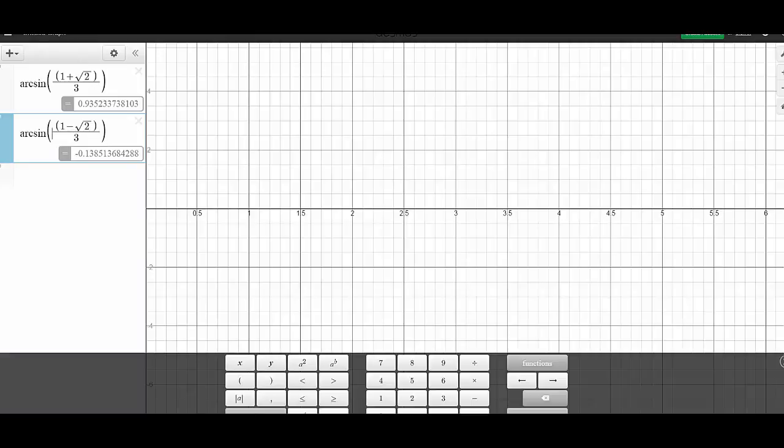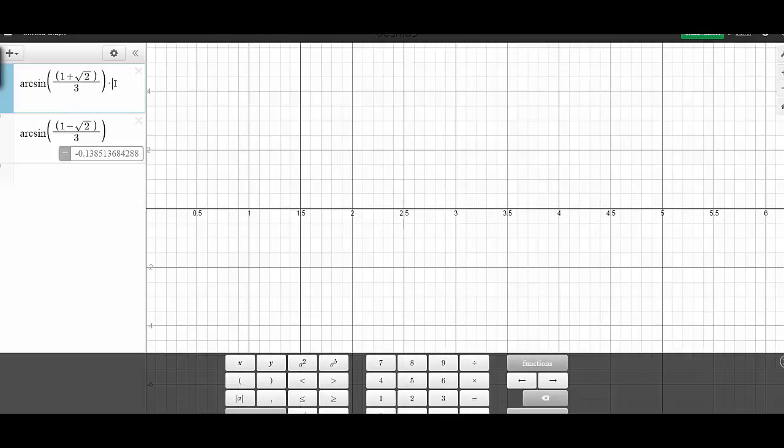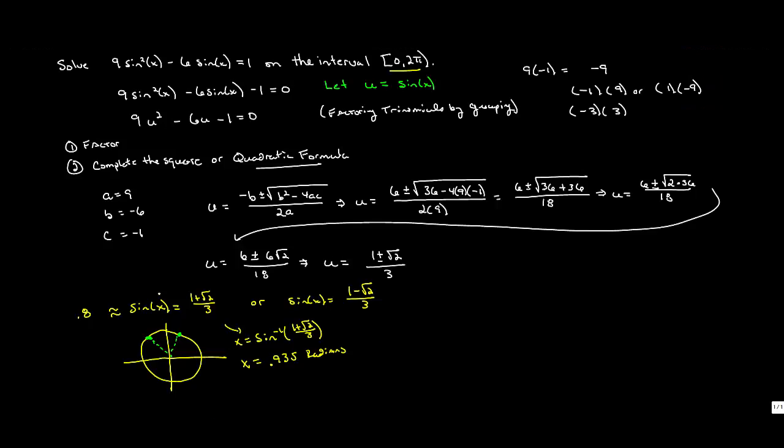So 0.935. What this says is this angle right here, this angle, x, is 0.935 radians. So what is that in degrees? Well, if we just multiply this guy by 180 and divide it by pi, we get about 54 degrees. Okay, so it's approximately 54 degrees. So if I plug 54 degrees into here, this equation balances. Now, how do I get the other one?